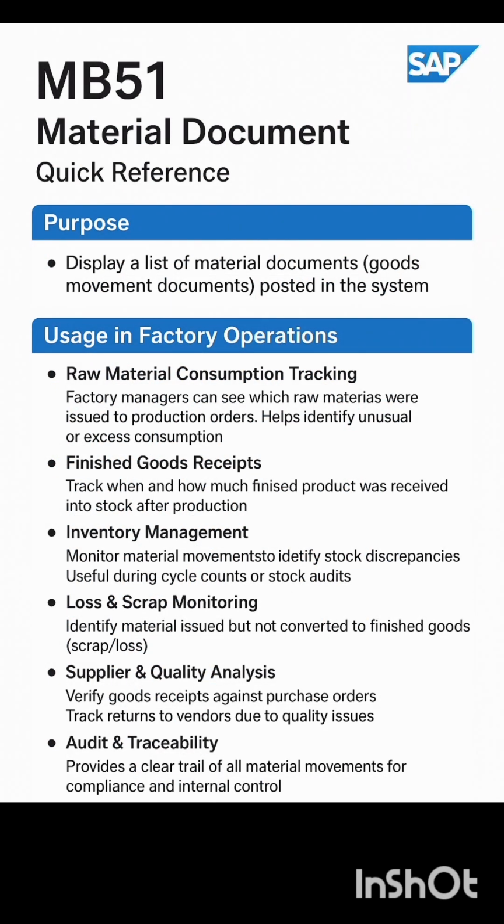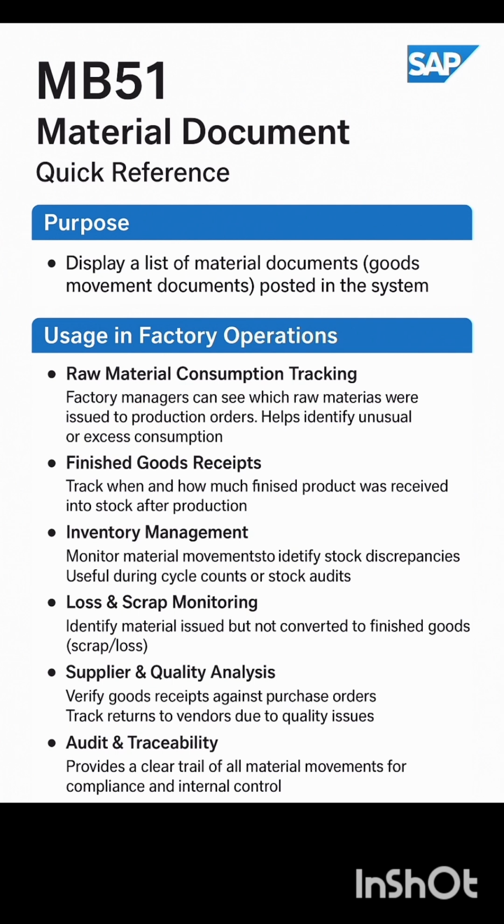MB51 transaction is used to display a list of material documents posted in the system. In factory operations, it is used for raw material consumption tracking, finished goods received, inventory management, loss and scrap monitoring, supplier and quality analysis, and audits and traceability. In raw material consumption, factory managers can see which raw materials were issued to production orders.